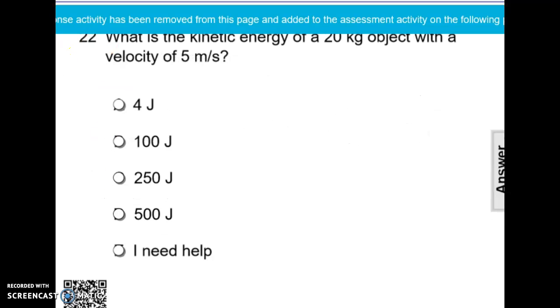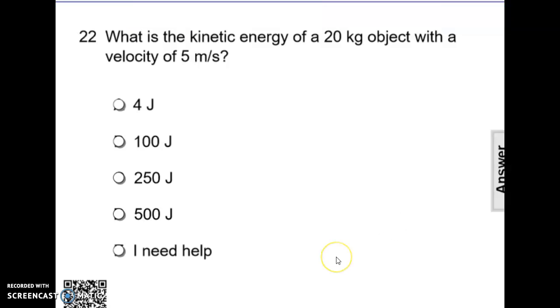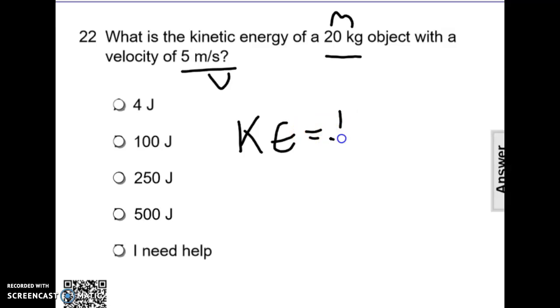We're going to move forward and look at the next problem. We'll do another problem just like that. We know the object has a mass of 20 kilograms and a velocity of 5 meters per second. Kinetic energy is equal to 1/2 mv squared, or 0.5.